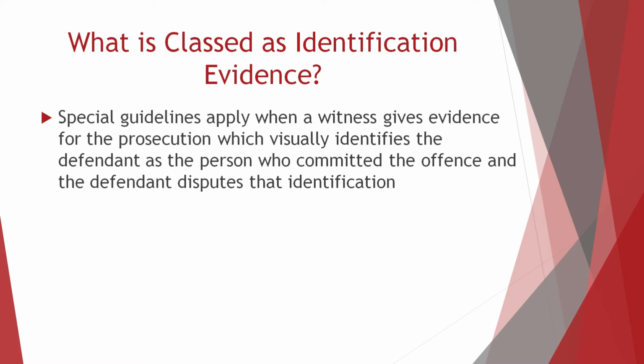Special guidelines apply when a witness gives evidence for the prosecution which visually identifies the defendant as the person who committed the offence and the defendant disputes that identification. There's always an enormous risk with identification evidence that the witness is honest and so convincing, yet mistaken, and that in turn can result in a miscarriage of justice.